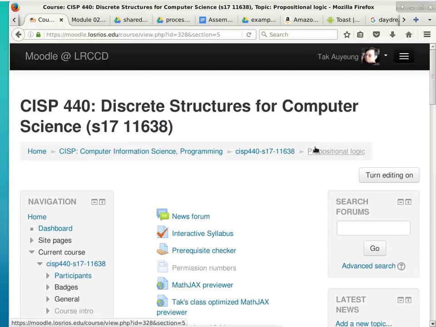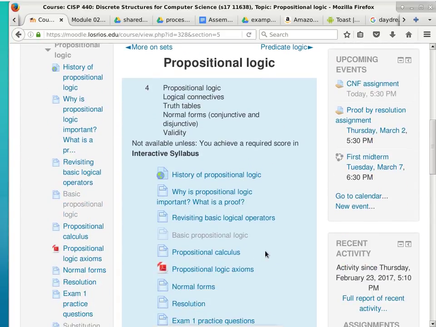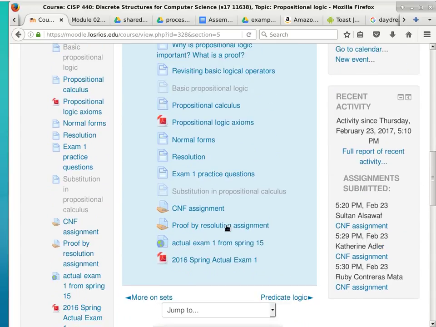And then when we have time left, we can continue with probability, because that's going to be our next topic. But probability is not in exam 1. So exam 1 only includes up to resolution and proof by contradiction.